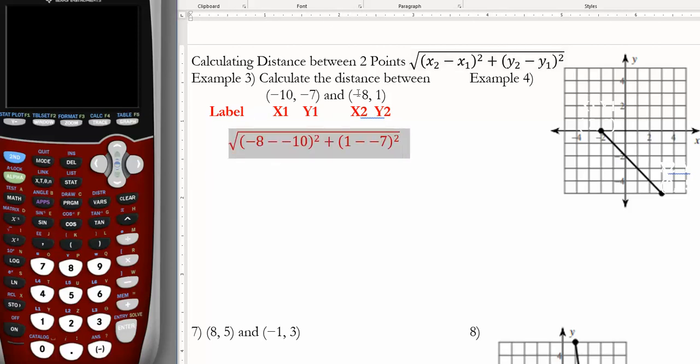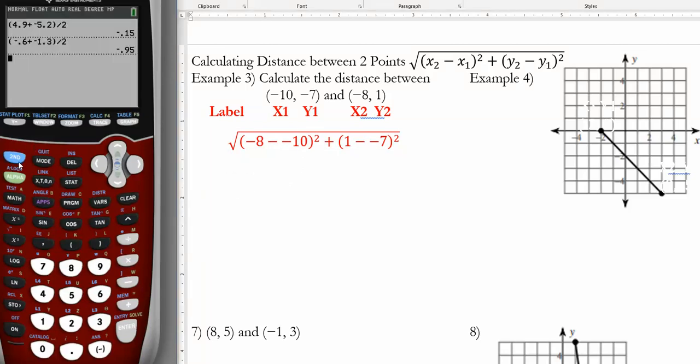So x2 is negative 8 minus x1, negative 10. y2 is 1 minus negative 7. And if you plug that into your calculator, negative 8 minus negative 10 squared plus 1 minus negative 7 squared. And that comes up with 8.246, and that would round off to 8.25.